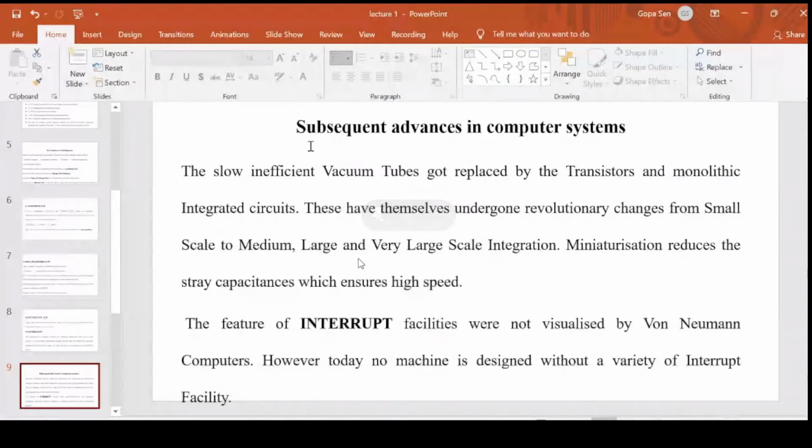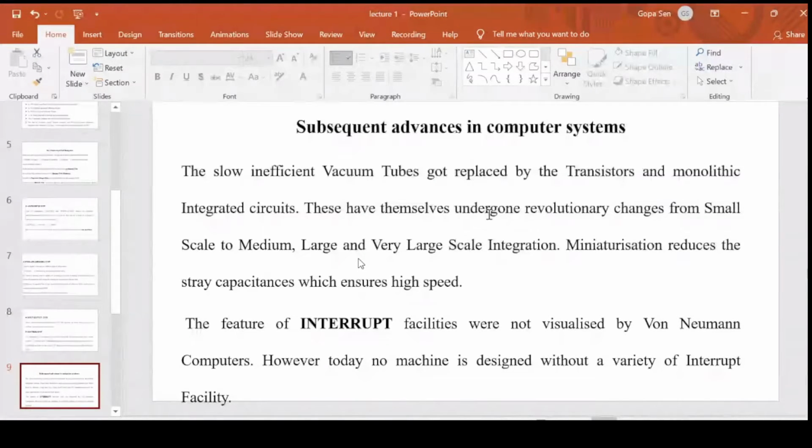First, I have mentioned that whenever the von Neumann machines were designed, they were all electronic, not electromechanical. And the electronic device which was used was in the form of vacuum tubes. I don't know if you have read about vacuum tubes, gas discharge tubes. So they were slow and inefficient. With subsequent advances in the computer system, the slow, inefficient vacuum tubes got replaced by the transistors and then monolithic ICs.